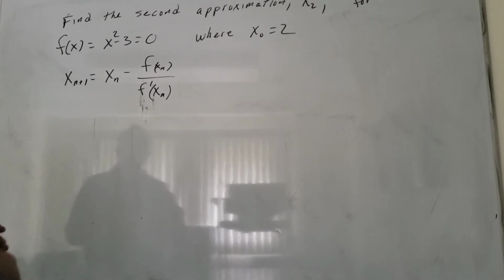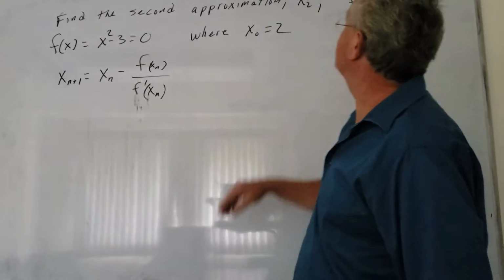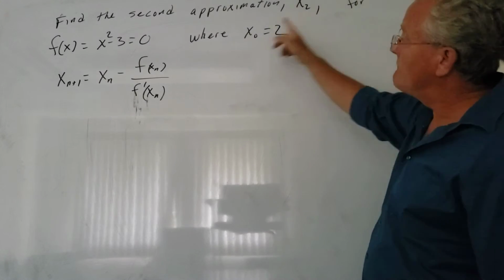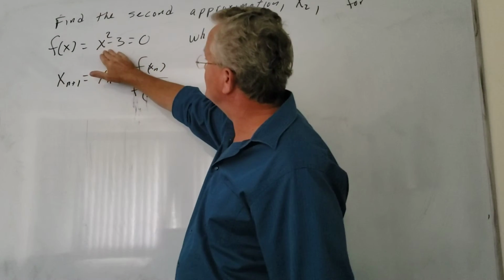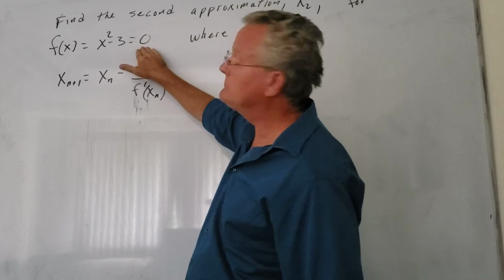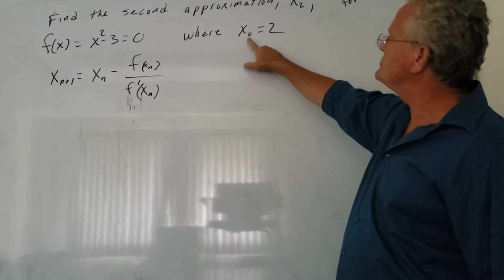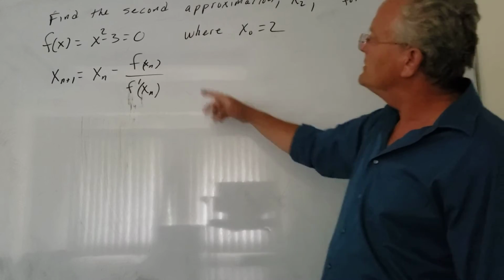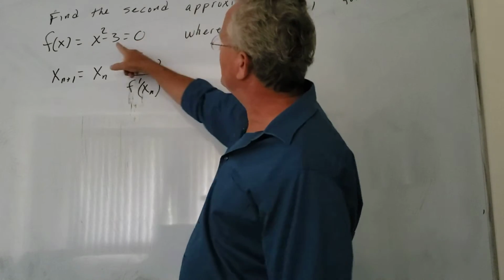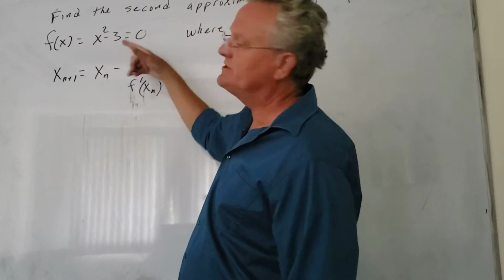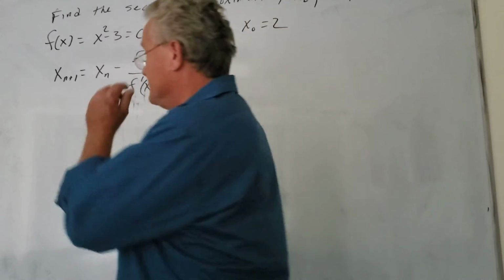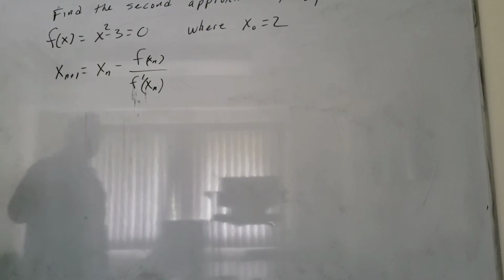Okay, so now we're going to do an example. We're asked to find the second approximation, x2, for the root of this function, when the function is 0. We're told our initial guess is going to be 2, because that's kind of close to 0. When I plug in 2, we get 4 minus 3 is 1. It's kind of close to 0. So that's the idea here.